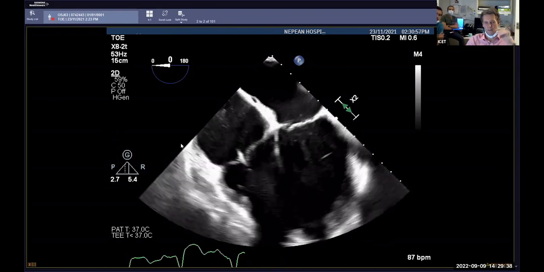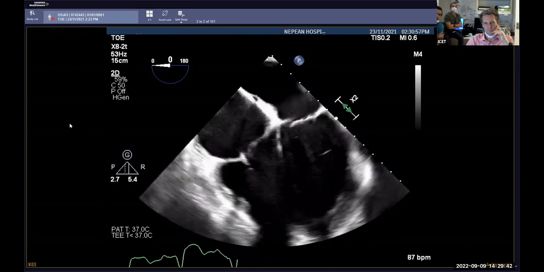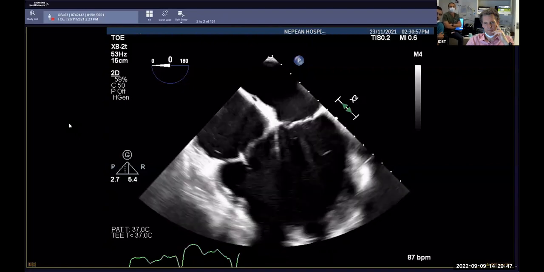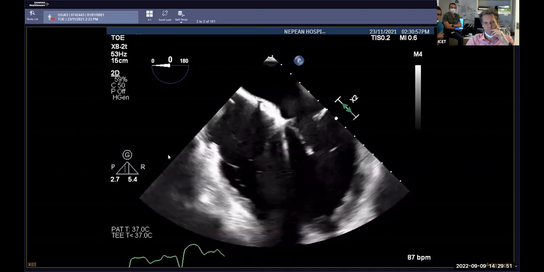And the left ventricle, although we can't see the septum very clearly there, it appears to be globally impaired rather than any regional changes, but clearly we need to interrogate that in more detail.